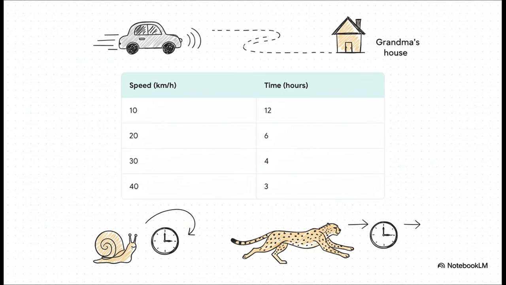Let's imagine you're driving to your grandma's house and it's 120 kilometers away. If you drive really, really slowly, like 10 kilometers an hour, it's going to take you 12 hours. But what if you drive faster, say 20 kilometers an hour? Now it only takes 6 hours. See, the faster you go, the less time it takes.